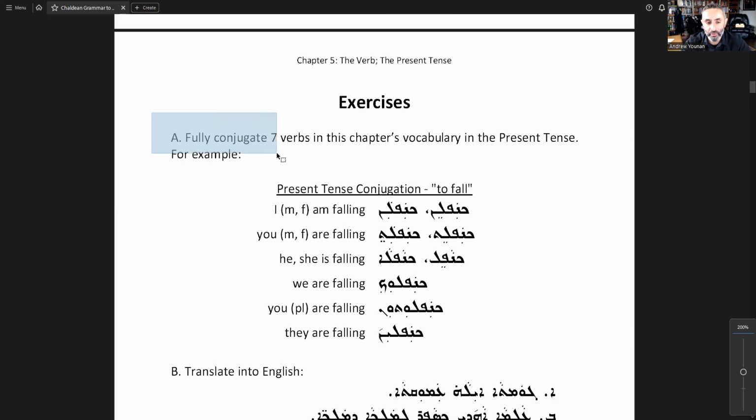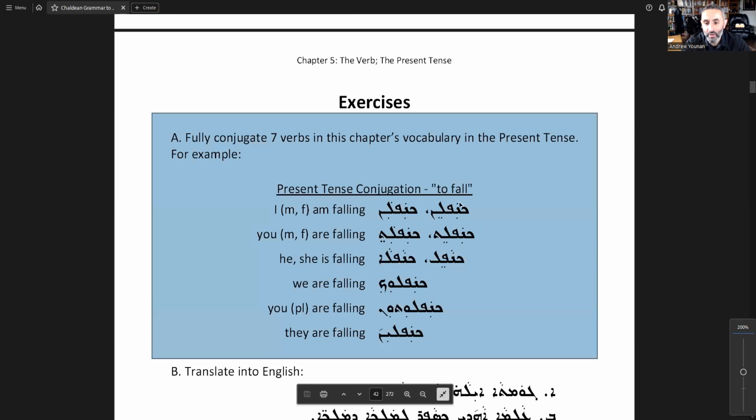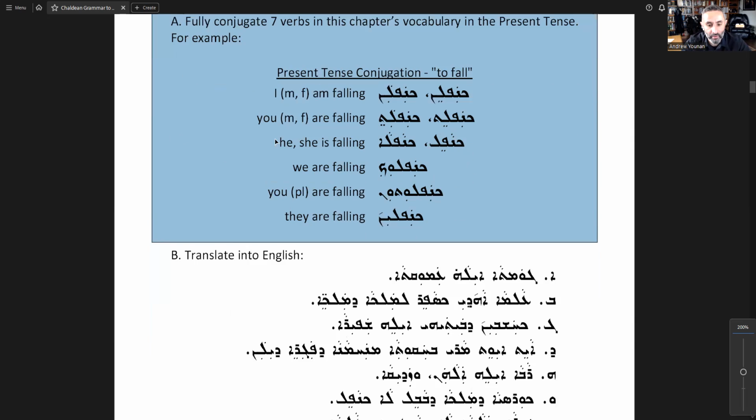Really spend some time doing this. Fully conjugate 7 verbs in this chapter's vocabulary in the present tense. Here's another example I gave you, even though there's a lot in the chapter. I took mpala, to fall, knaplin, knaplan. So do 7 more or as many as you can handle.